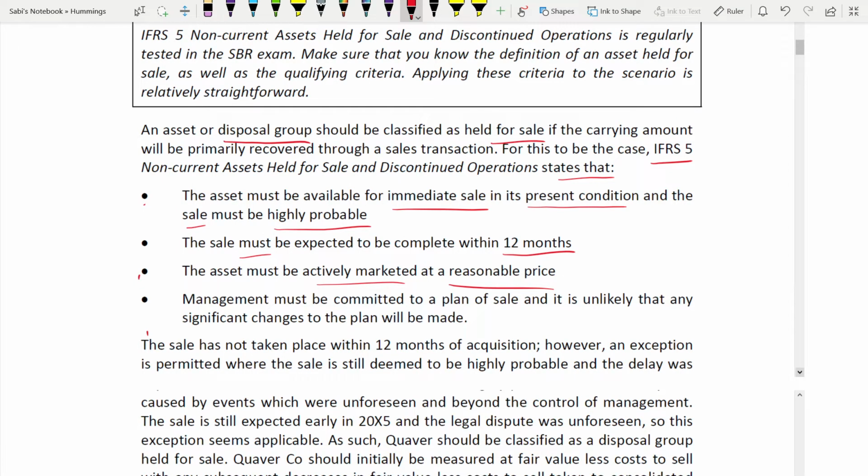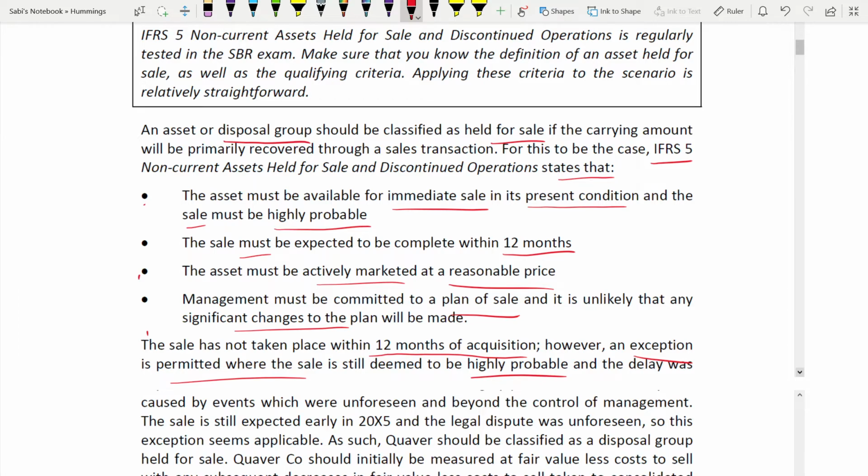And also management must be committed to a plan for that sale, and changes to that plan should be very unlikely. It should be likely that the plan will be there, that it will be sold. So these four conditions are there, then you can say it is classified as held for sale. In this case, did the sale take place within 12 months of acquisition? No, it is expected to take place in early 2005. But there is an exception in this condition. Why? In this case, it is permitted. Why? Because the sale is highly probable.